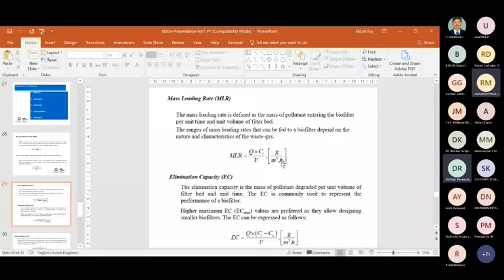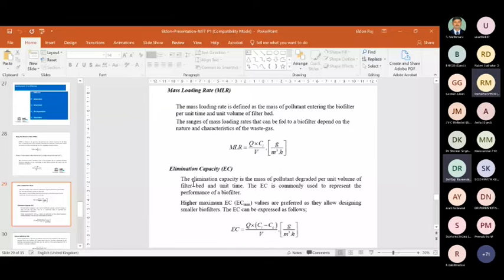We call this the organic loading rate. I think you might be aware of this terminology. If you have COD, then you convert it into organics and express it as the organic loading rate, or what we call the OLR. And so this is the inlet loading rate, in gram per meter cube per hour, and elimination capacity is nothing but the flow rate times the difference in concentration between the inlet and the outlet, divided by the volume.